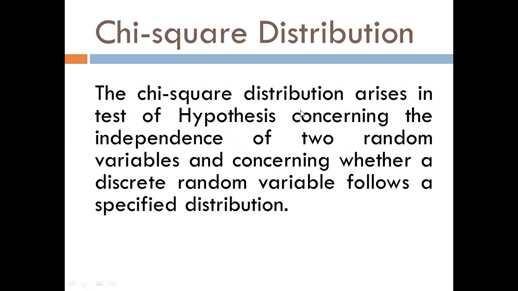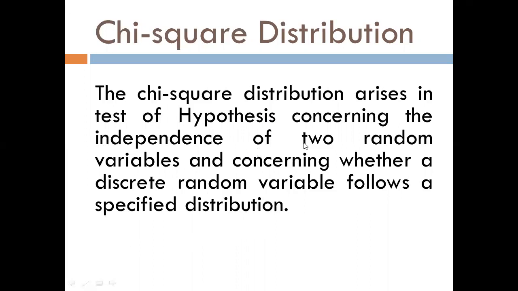So chi-square distribution arises in tests of hypothesis concerning the independence of two random variables. As I already told you, it is a statistical distribution, so obviously it comes from statistical data based on random samples. It also arises in tests concerning whether a discrete random variable follows a specified distribution. It is used to check the independence of two random variables.